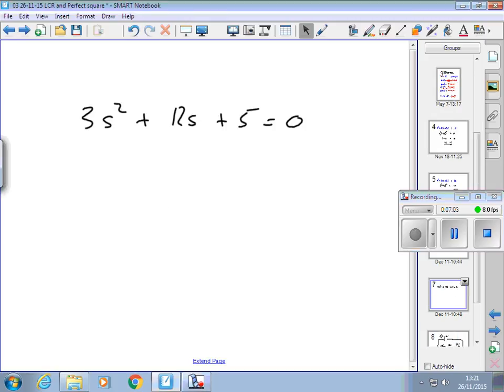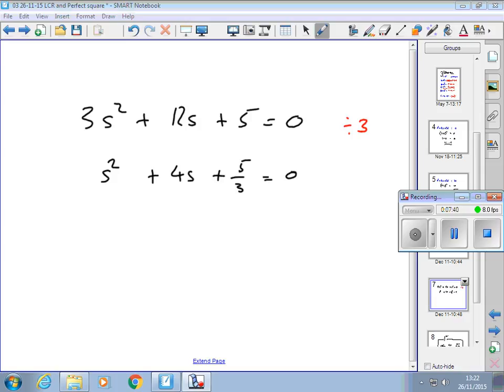What about that? What's different about this? I've got 3s squared. That doesn't help, okay? All the ones we've seen so far is just S squared on its own. So what can I do? If I divide by 3, I'll have S squared on its own. So if I divide by 3, I get this. S squared plus 4s plus 5 over 3 is 0.